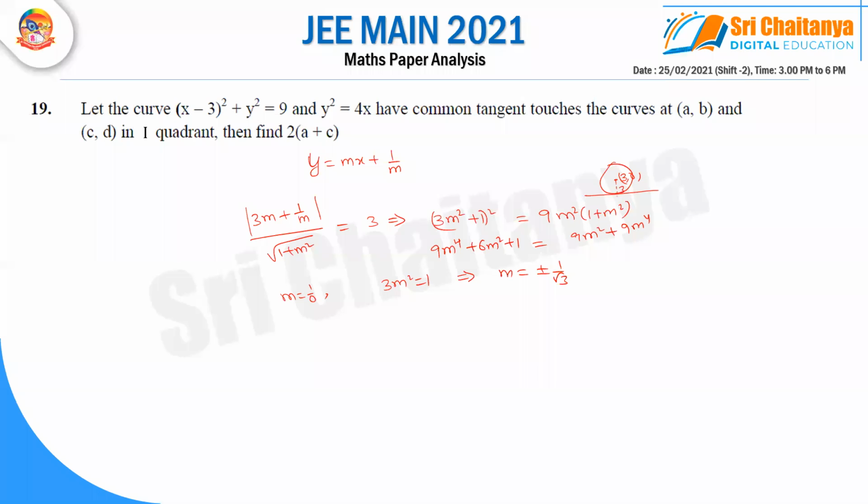Now in the question they are asking in first quadrant. So if you are taking m equal to 1 by 0, the point of intersection won't be in first quadrant. So this is not useful for us. So m equal to 1 by root 3, if I am taking, what will I get? y equal to x by root 3 plus root 3. So once you find the point of intersection of this, then you will be getting the answer as 9.